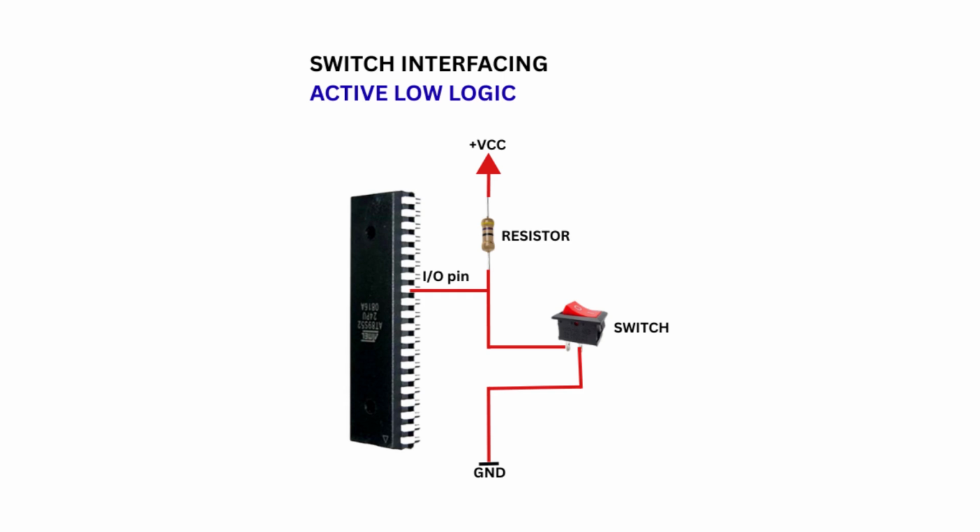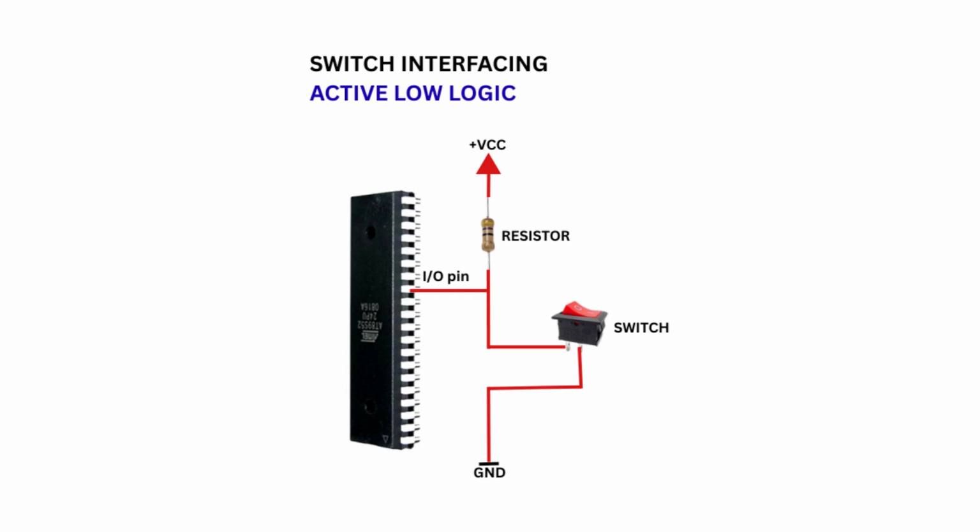Now let's see active low logic interfacing. In active low logic interfacing, the microcontroller pin reads low when the switch is pressed and high when the switch is released. How it works? When the switch is released, the pin is connected to internal pull-up, stays at logic high. The program reads 1, the LED will be off. When the switch is pressed, the pin is connected directly to ground, logic is low, the program reads 0, the LED will be on.